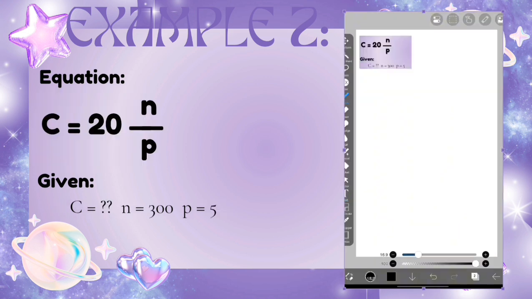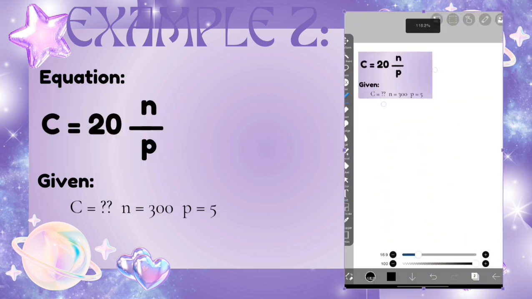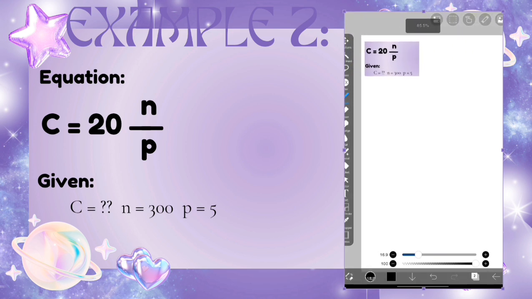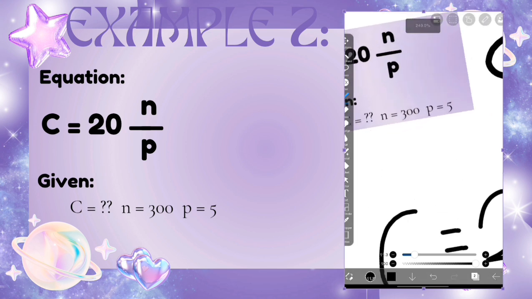Here for our next step. Nagbago naman ang ating equation dahil yung value ni K ay napalitan na natin. So, our new equation will be C equals 20 N over P. Pero this time, nawawala naman yung C. So, hahanapin natin. Okay, let's go back to solving.